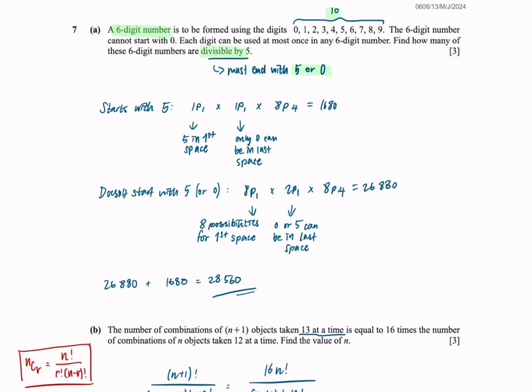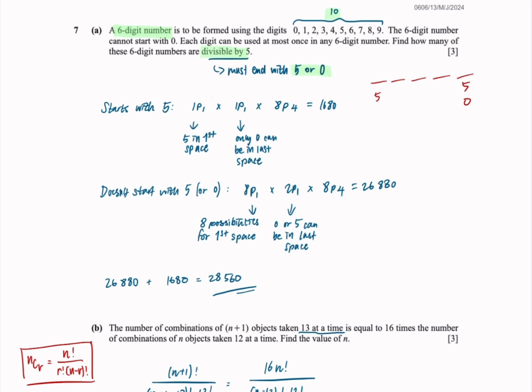So you can start by considering that the number can start with 5, because let me visualize it for you. So the last digit can be 5 or 0 for it to be divisible by 5. But the thing is, even though the first digit cannot be 0, it can be 5. But the question states that each digit can be used at most once. So if it starts with 5, it cannot end with 5.